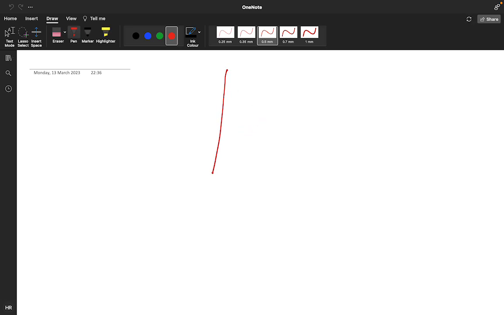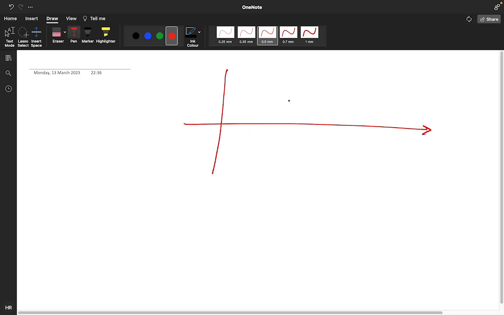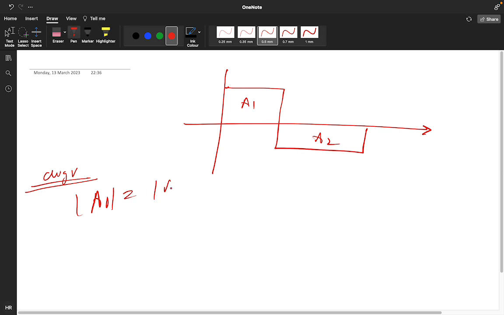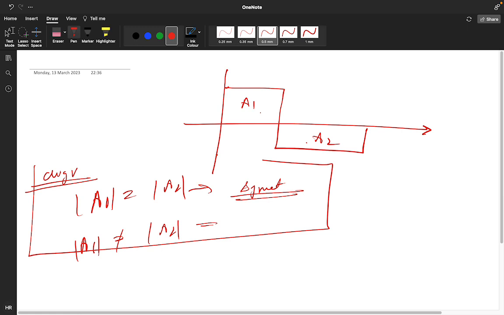Suppose you have a particular signal. This is consuming area 1 and this is consuming area 2. So for the average value, area 1, A1, is equal to A2. That's why one subtracts from the other and gives a 0 result. But this is applicable in a symmetrical network. For an asymmetrical network, A1 will never be equal to A2.